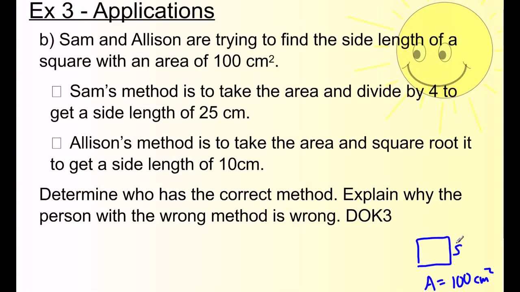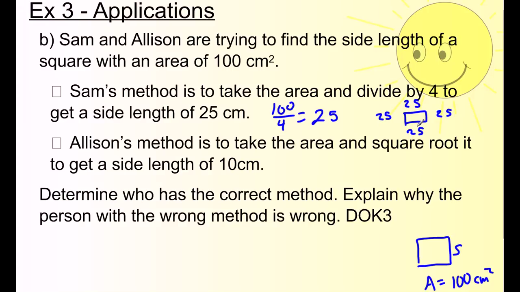Sam's method is to take the area and divide by 4 to get a side length of 25. Okay, so he took 100 divided by 4, which does equal 25. And he thinks that's how big each side is. So he thinks each side here is a 25, 25, 25, 25 square. That's not a square, but play pretend.